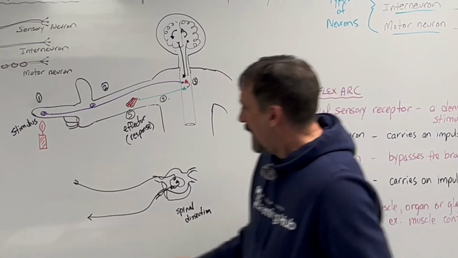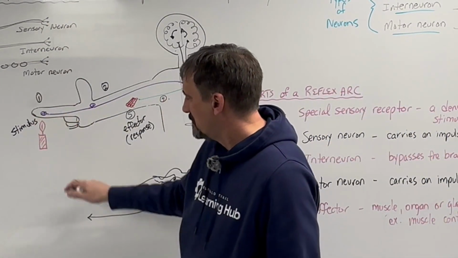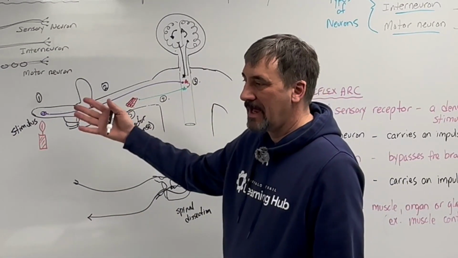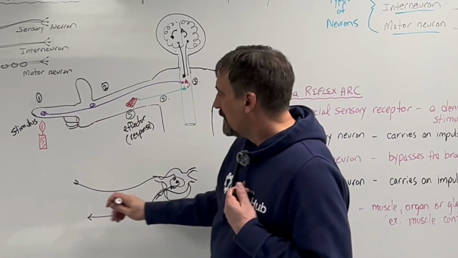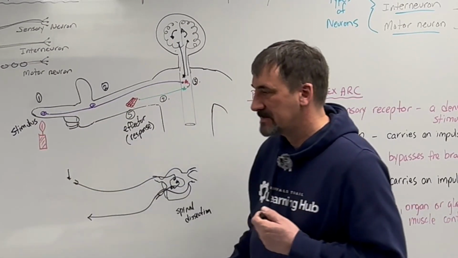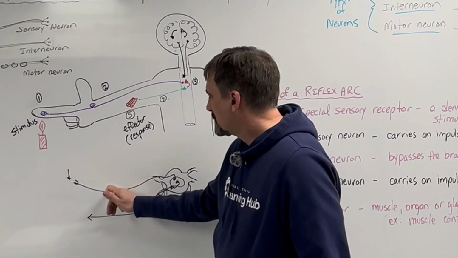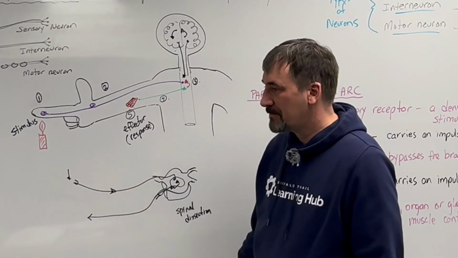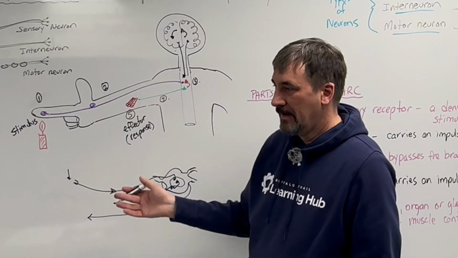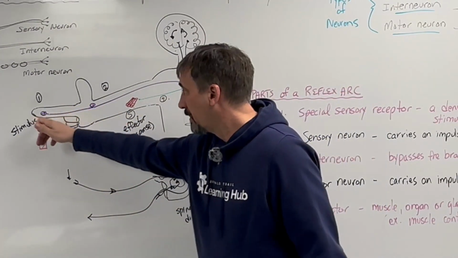Again, they might have a picture like this. It might be someone's ankle, it might be someone's knee, it might be a hand. But you're going to have a stimulus. They'll usually have an arrow pointing at the stimulus somewhere. Sometimes they also show the direction of impulse, and sometimes they want to know if you know the direction, since we always know that it goes in that order.